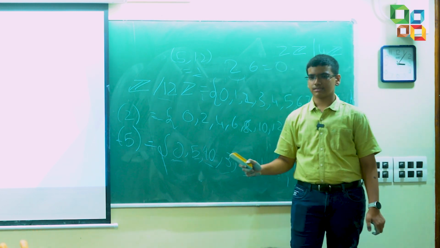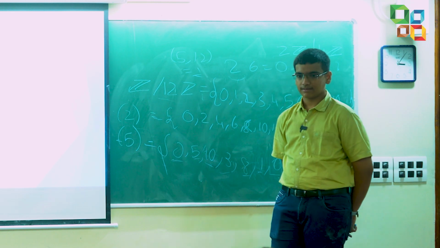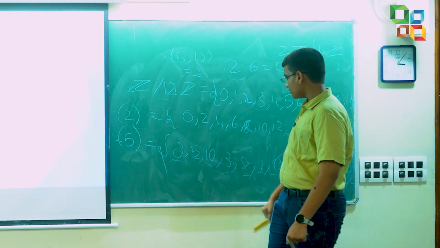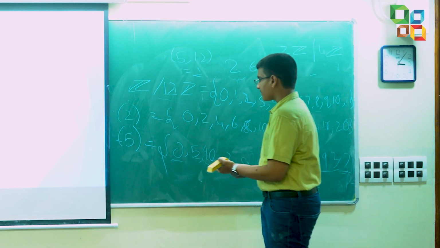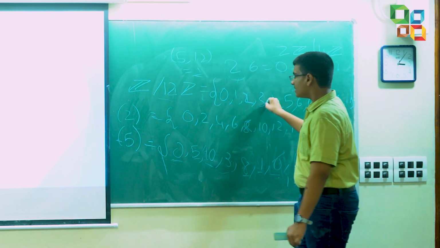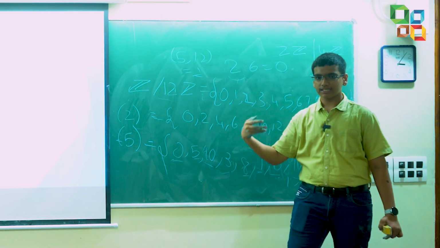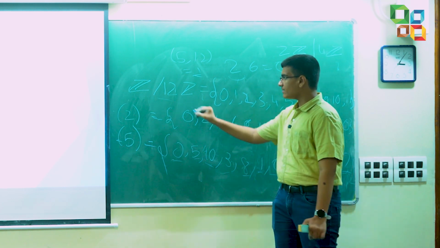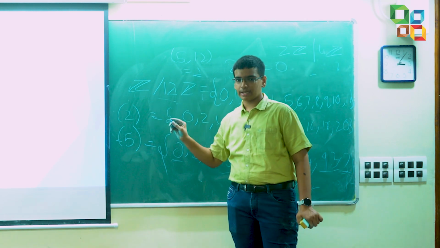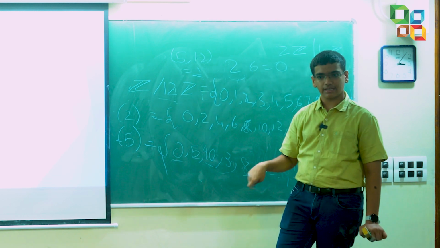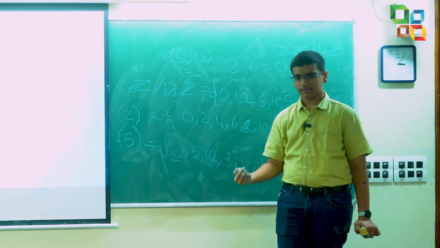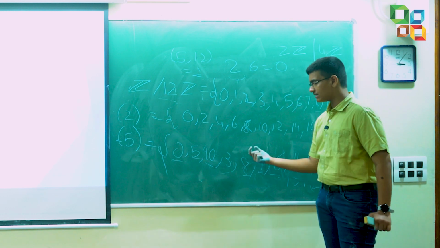There are other numbers, yeah. Can you explain how this 5 into 3 is? Okay. 5 into 3 is 15. Remember, we care only about the remainders when you divide by 12. What is the remainder when you divide 15 by 12? 3. Hence I put 3.